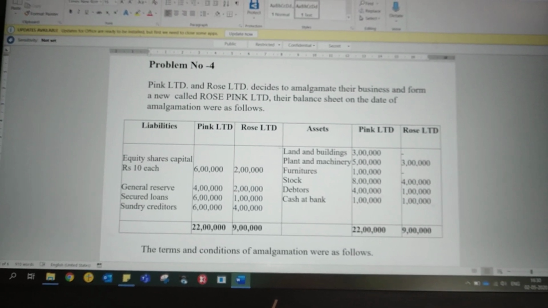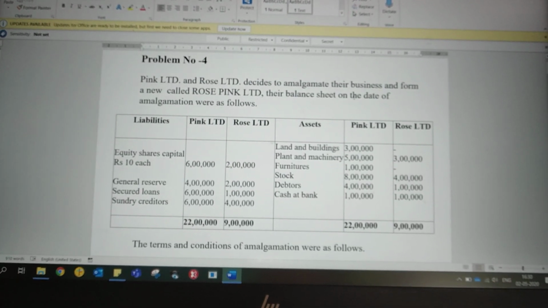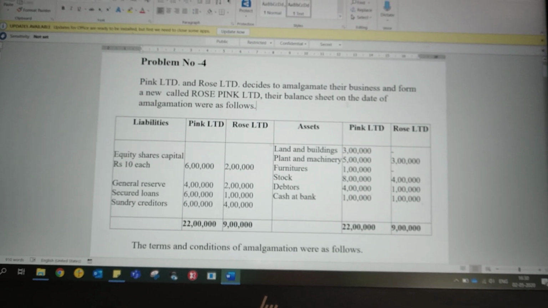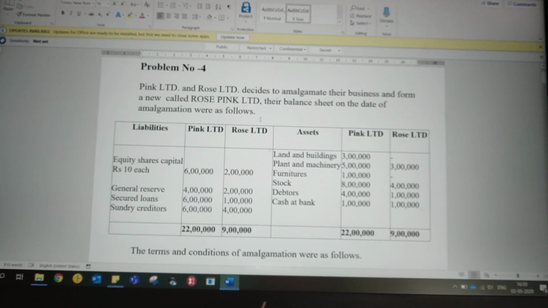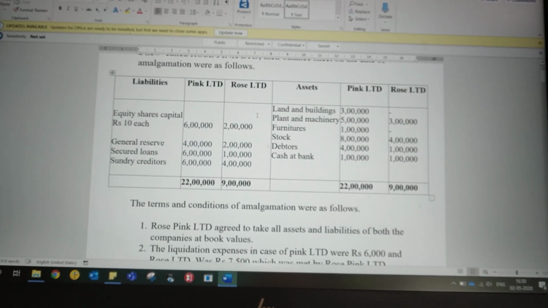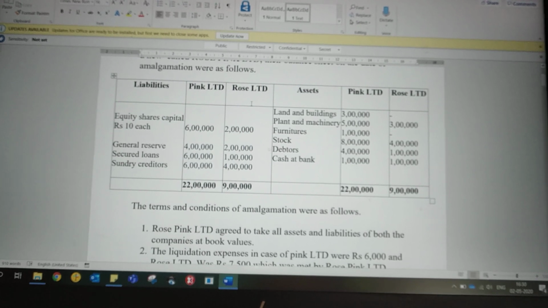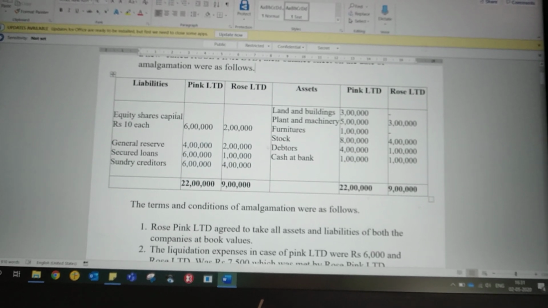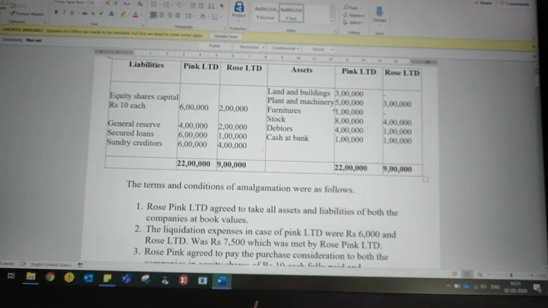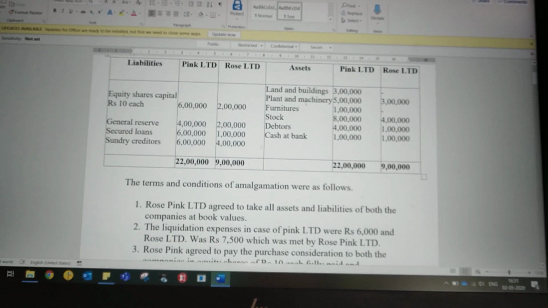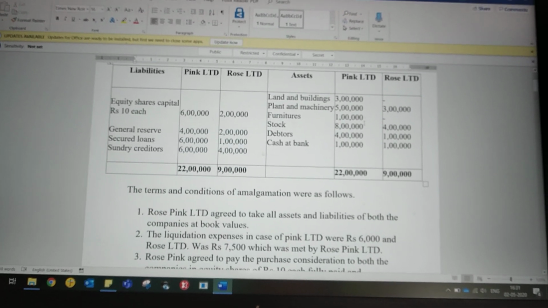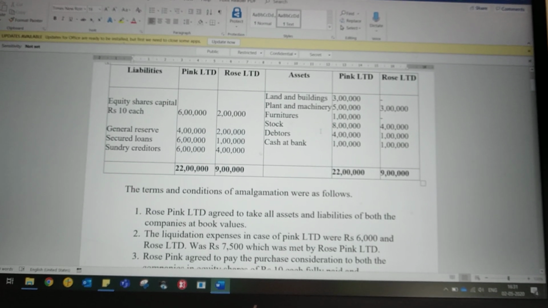Pink Limited and Rose Limited decided to amalgamate their businesses to form a new company called Rose Pink Limited. Their balance sheets on the date of amalgamation were as follows. So we have two companies' balance sheet information given, one Pink Limited and another Rose Limited. Here it is liabilities: equity share capital, general reserve, secured loans, sundry creditors. The same on the asset side: land and building, plant and machinery, furniture, stock, debtors, cash at bank. These are all the book values given.